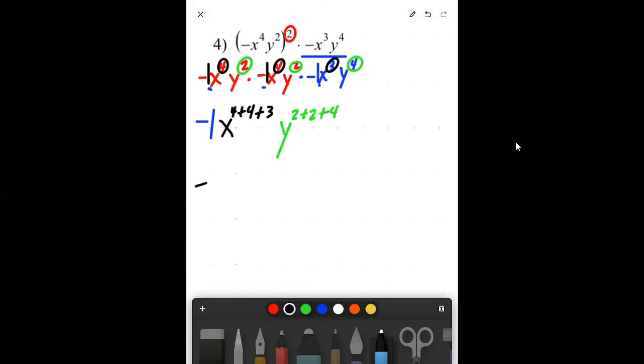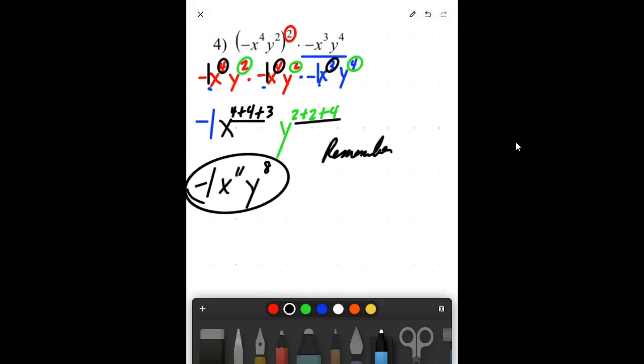Now, almost done. We're going to write it, simplify it. If we add those up, we're going to get 11. If we add these up, we're going to get 8. And that is our final answer. Remember, you can check these by substituting numbers.